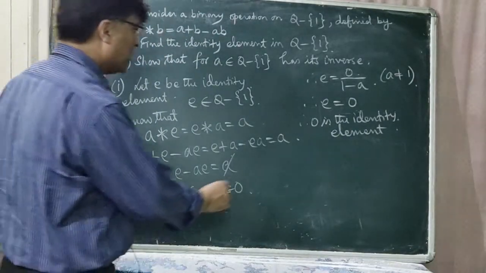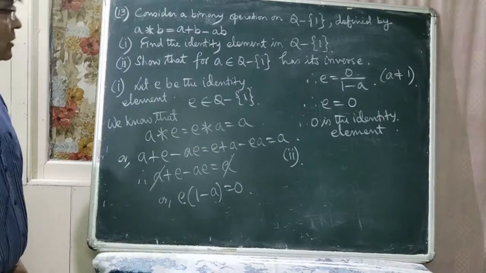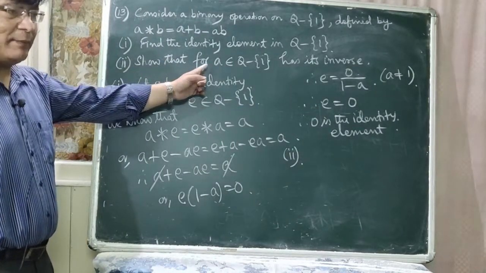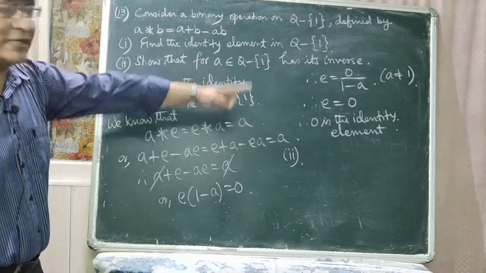Okay. So now let's do question number 2. Now what is question number 2 out here? You have to prove that for A belongs to the set of rational numbers excluding 1 has its inverse.